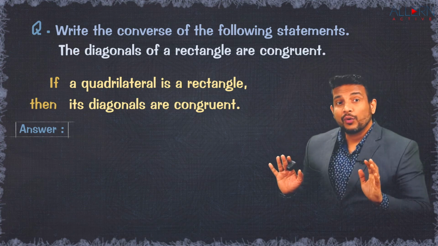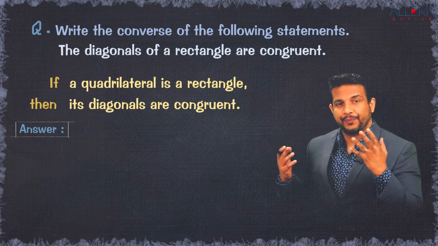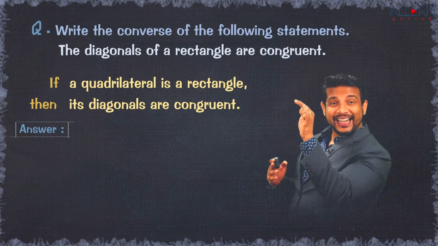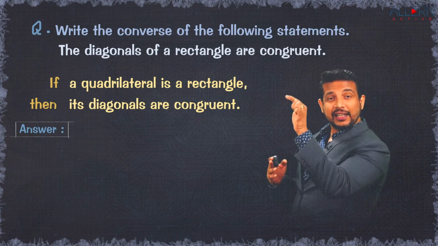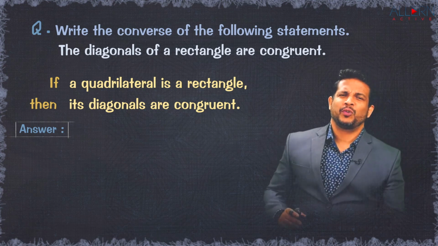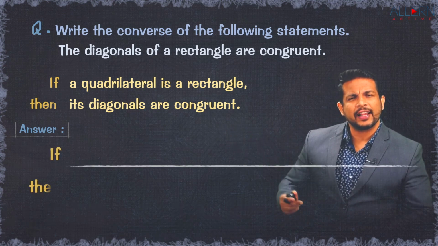So the question is not done. You have to answer it because we have to write the converse. That means we have to swap the places of the antecedent and the consequent. We need to swap the places. Let's do that. It's going to be very exciting. If a quadrilateral is a rectangle, then its diagonals are congruent.